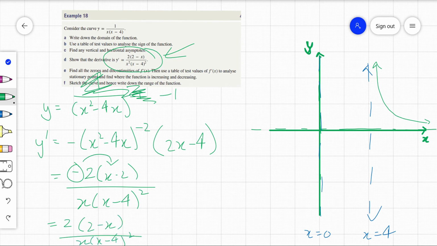So, yeah, usually you wouldn't get given that, but you can definitely use y dash equals 0, remember, gives you any stationary points, and you can see from this, it's only going to be at x equals 2. So there's only going to be one stationary point.